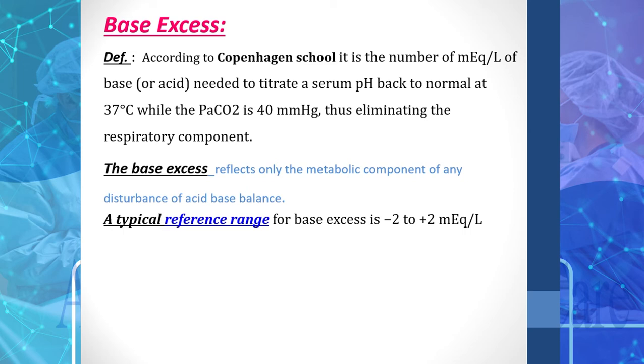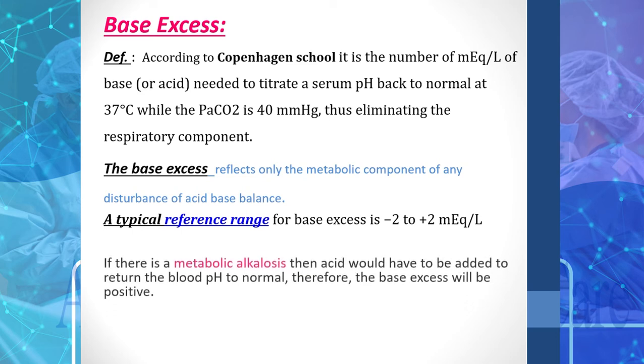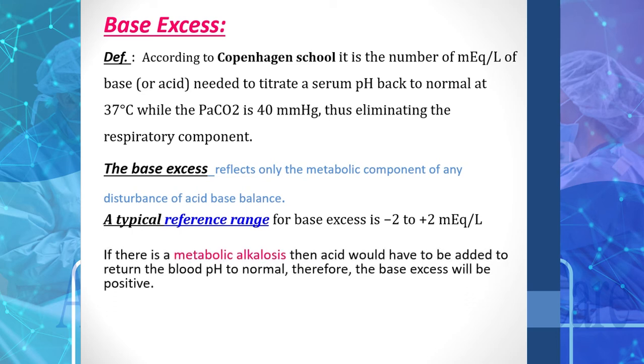It reflects only the metabolic component of any disturbance of acid-base balance. The typical reference range is -2 to +2 milliequivalent per liter. If there is metabolic alkalosis, what do we need to do? We need to add some acids to the blood to return the pH back to normal. This is logical. So if we only consider the acid, this will make it logical for us.